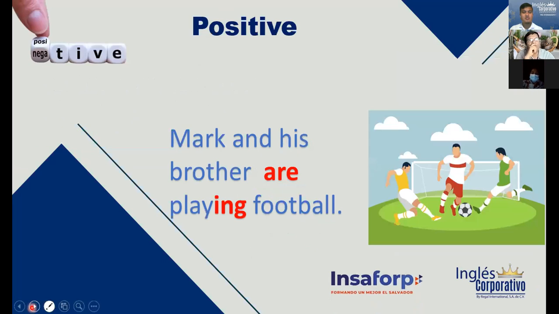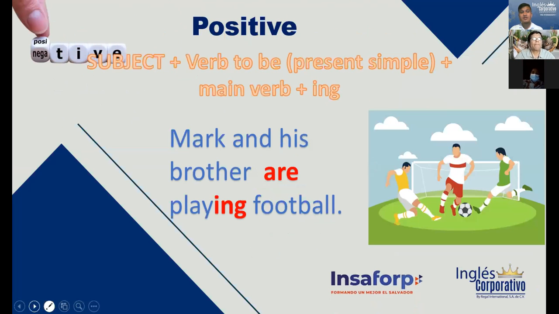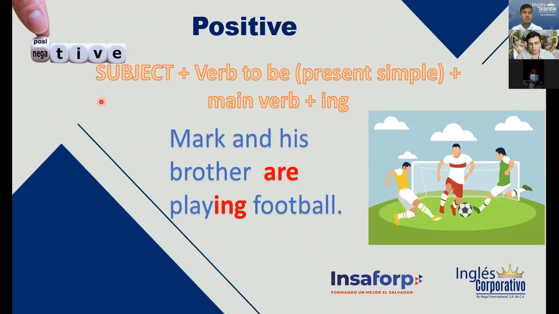Okay. Let's continue. Here we also have a formula that you could use to make positive sentences using the present continuous. If you want to make a positive sentence, you are going to use, first of all, the subject plus the verb be in simple present plus the main verb, and the main verb needs to have the ing form. And at the end, we can just add a complement.